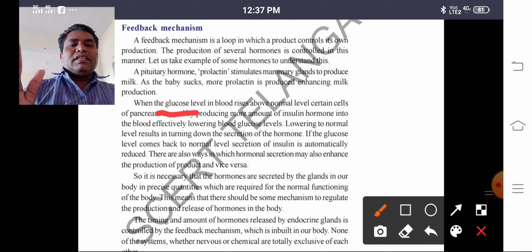So it is necessary that the hormones are secreted by the glands in our body in precise quantities which are required for the normal functioning of the body.